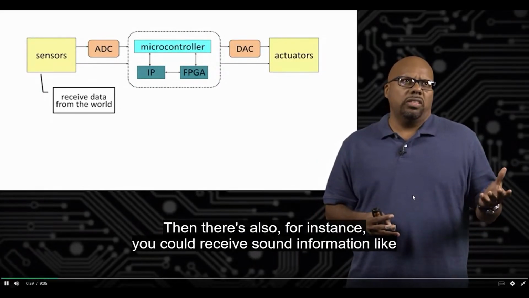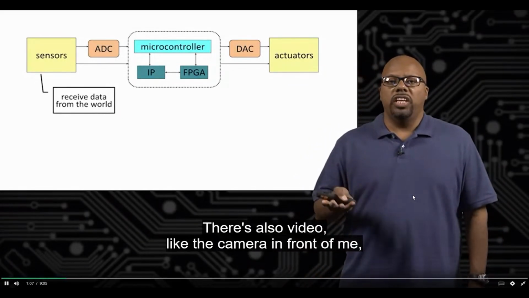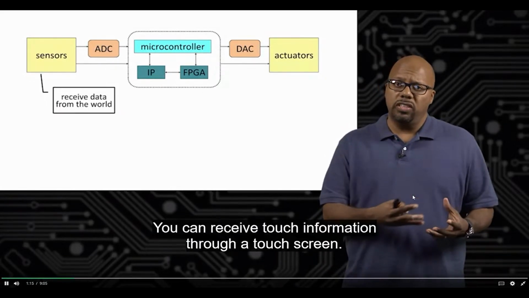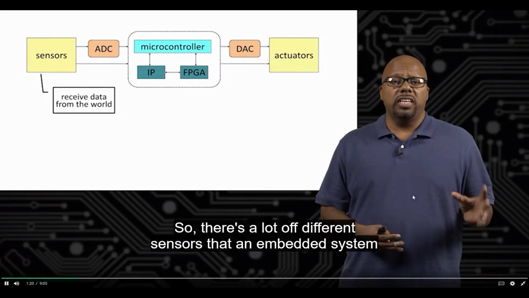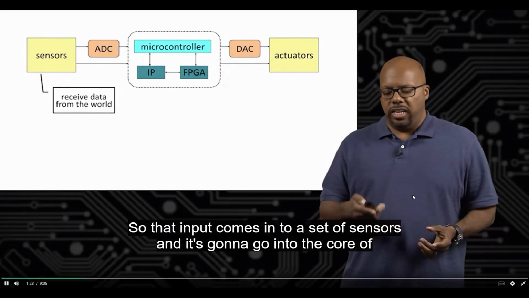Then there's also sound information, like the microphone in front of me, which receives audio information. There's also video, like the camera in front of me, or just a regular light sensor that receives video information. There's all kinds of sensors, touch screens, right? You can receive touch information through a touch screen. So there are a lot of different sensors that an embedded system can receive input from. That input comes into a set of sensors, and it's going to go into the core of the system.